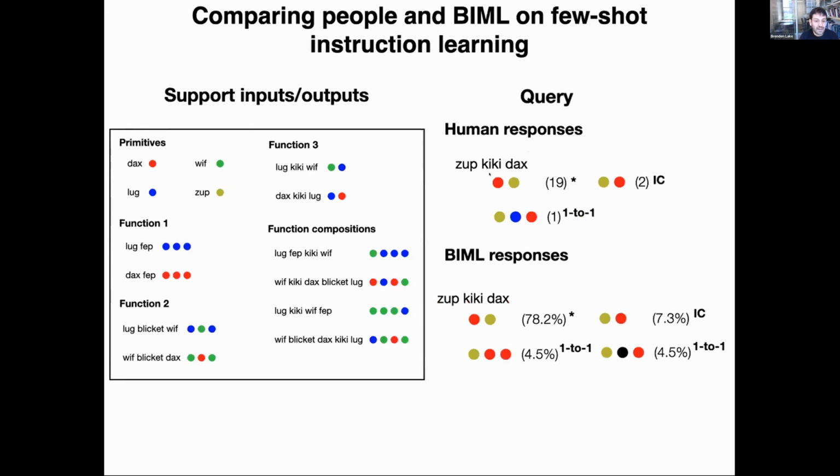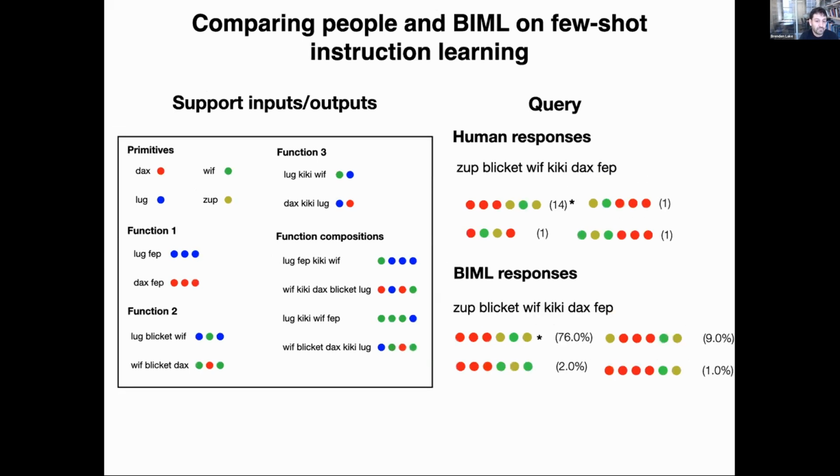Here's one's up Kiki DAX, where you have to concatenate, but you do DAX first, so red first and then yellow. Most people figure that out, so the model often does that, but then some people do the opposite. So they do the first thing first, and BIML is able to do that as well. Here was a longer, more complicated example.